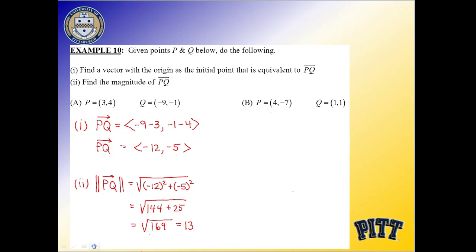If I look at B, I can say, if I'm going to start at P and end at Q, I'm going to take the x coordinate of Q minus the x coordinate of P, so 1 minus 4 would be negative 3, I don't want to say negative 5. And same thing if I do 1 minus negative 7, I would get 8. Negative 3, 8 would be the vector PQ.